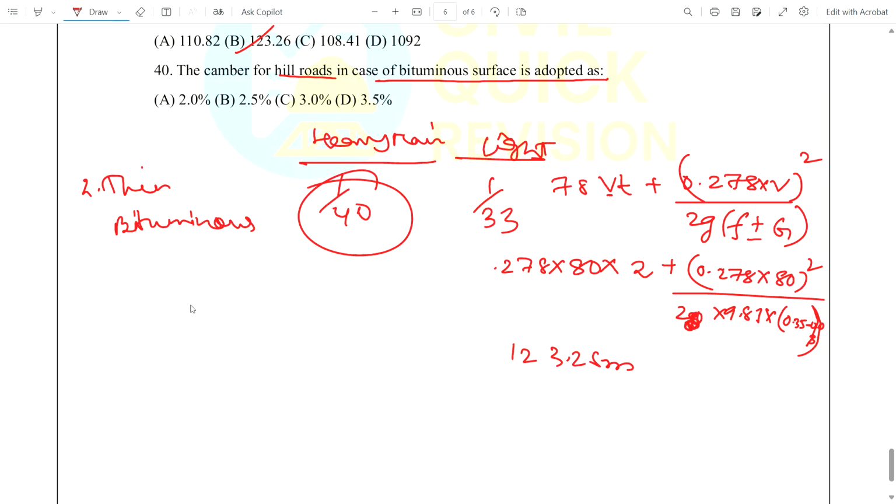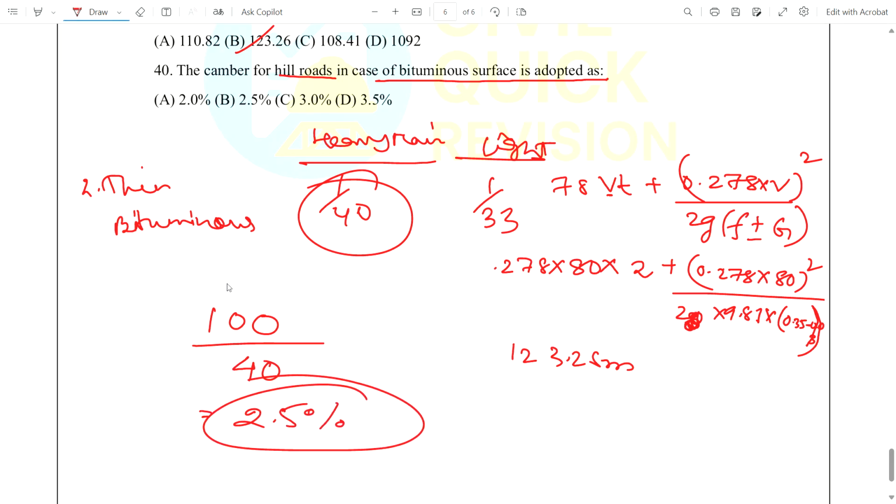So how much is the camber? We just divide 100 by 40. How much do we get? We get 2.5%. Like that we can convert it. So the answer will be 2.5.